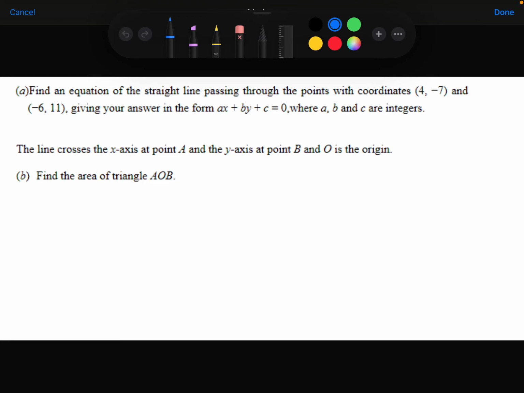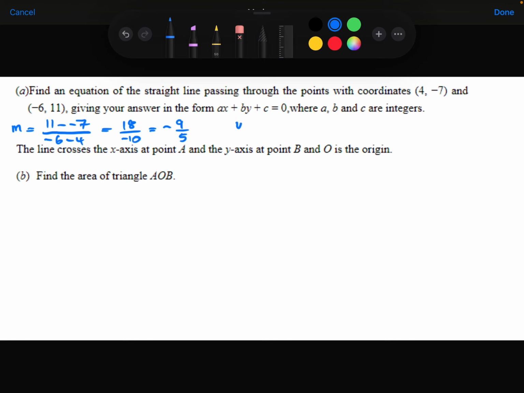Find an equation of the straight line passing through the points (4, -7) and (-6, 11). So let's get the gradient of this line by doing the change in the y, so 11 minus the -7, divide by the change in the x, -6 minus 4. So that gives me 18 over -10, or -9 over 5.